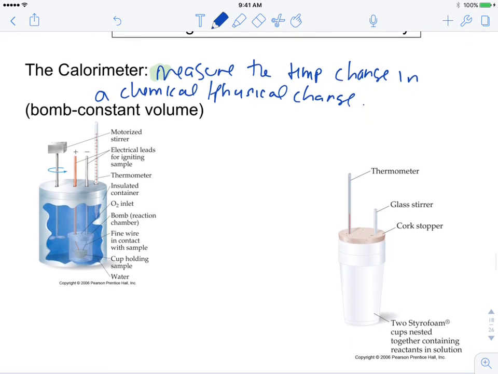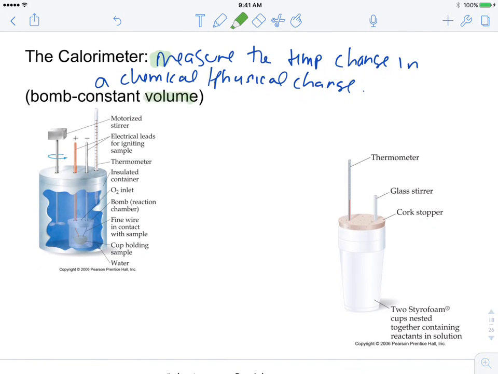Now, the two types are a bomb calorimeter over here on the left, or a coffee cup calorimeter over here. I feel like most of you have experience with the coffee cup calorimeters, whereas very few or none of you have experience with a bomb calorimeter. The math is a little bit different. Looking at the bomb calorimeter, I'm highlighting here in red the bomb chamber.